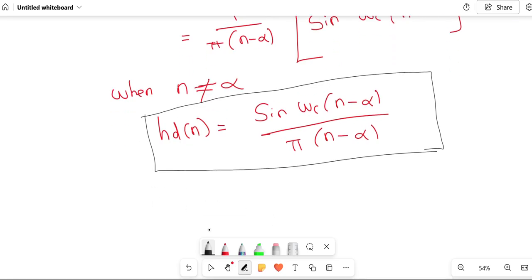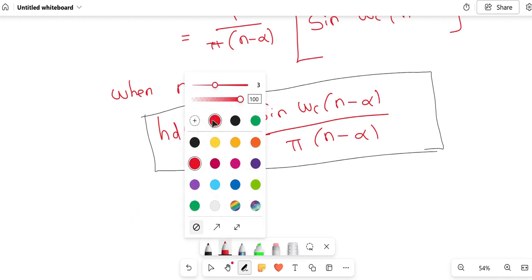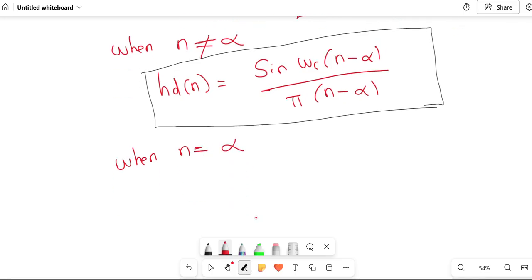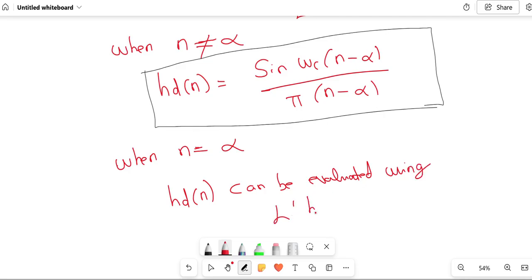When n is equal to alpha, then hd of n can be evaluated using L'Hospital's rule.